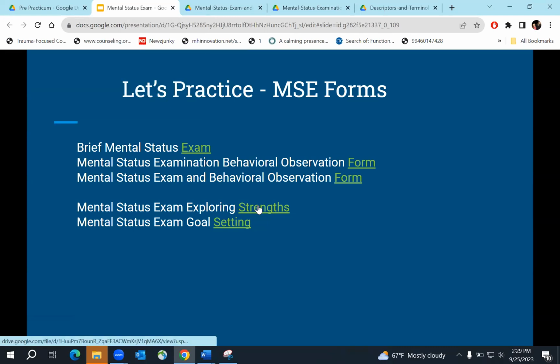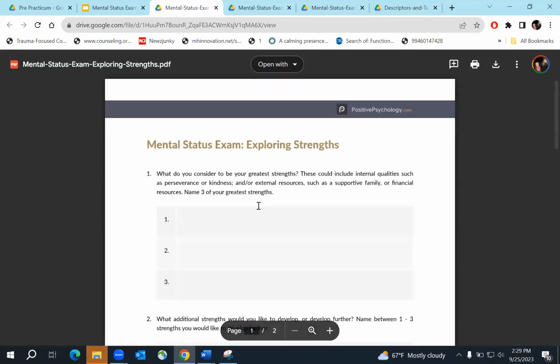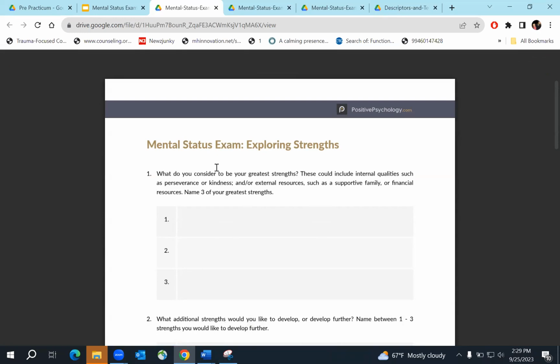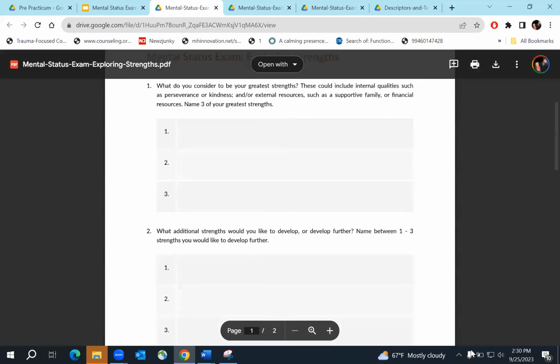Then there's 2 more that I thought were really interesting and really helpful. I think a lot of times as therapists, we don't take a strength-based approach to our clients. We're really focused on diagnosis and treatment, but we also need to know their protective factors and their strengths. So it's helpful to explore strengths with your clients as well. After you complete a mental status exam, you can go into this exploring strengths mental status exam as well. So what do you consider to be your greatest strengths, right? And then you write them down.